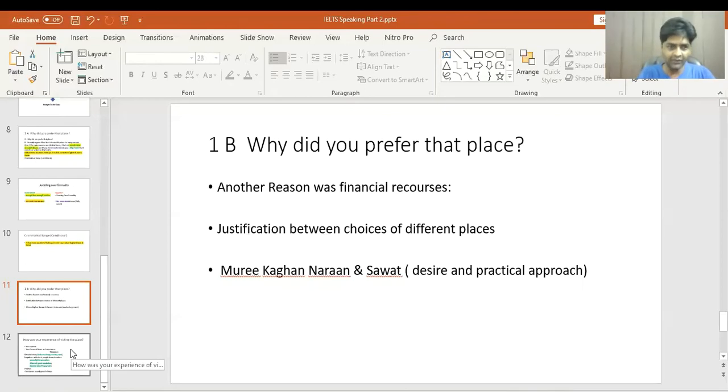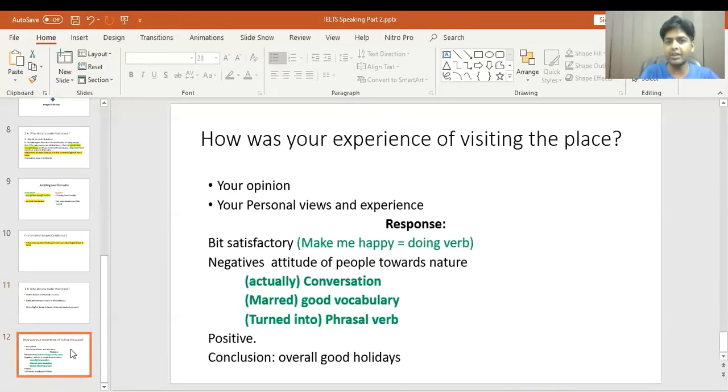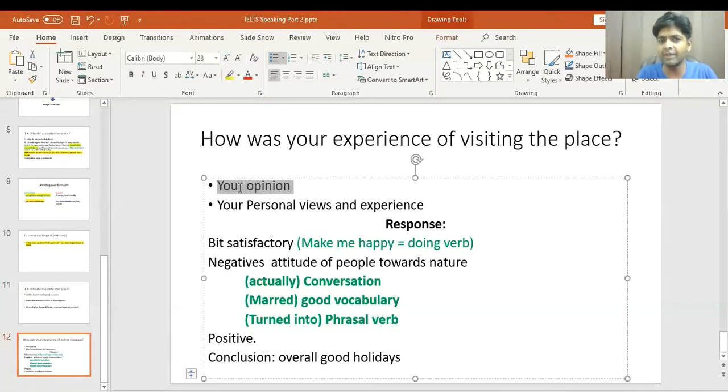Then after spending a bit of time on that one, I quickly move on to the third question, which was about my experience. And in my experience, basically I'm ending up with my opinion. So I'm giving my personal view, my personal opinion here. I am saying a bit satisfactory. I could have said completely satisfactory, but I'm going to make an opinion here. That's why I use bit here, a bit satisfactory, makes me happy.